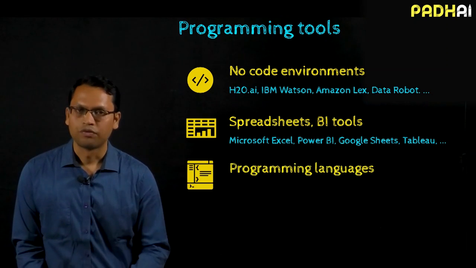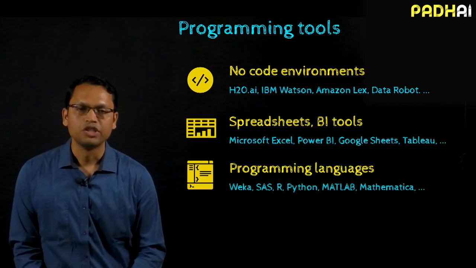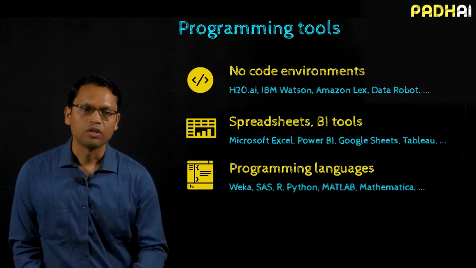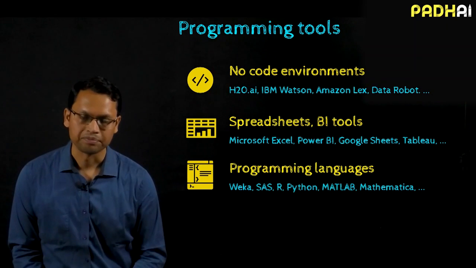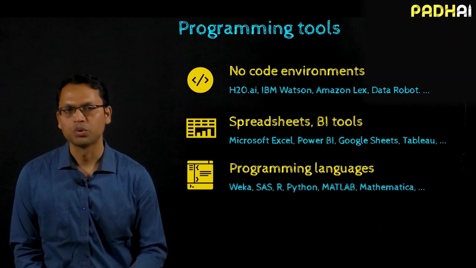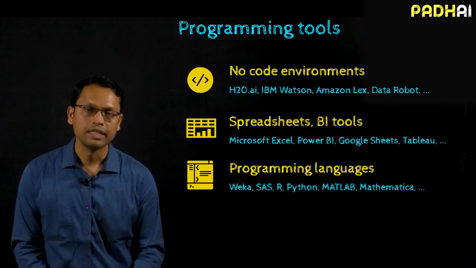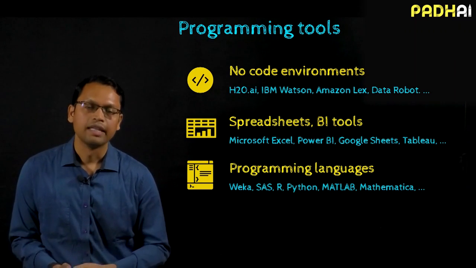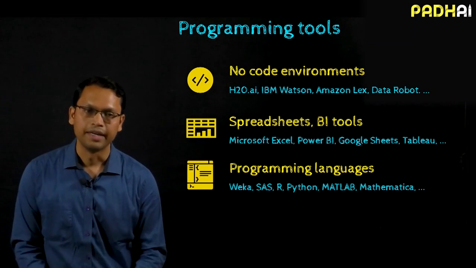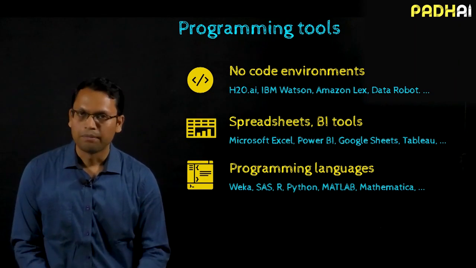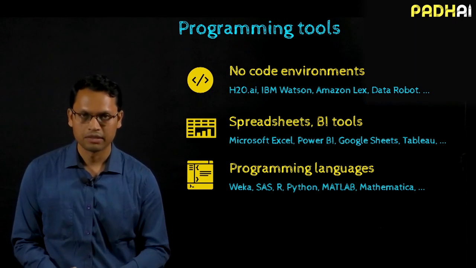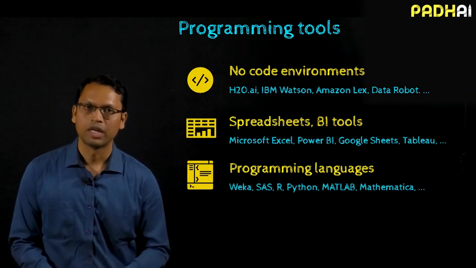The third class is, of course, using programming languages, and there are many choices here, starting from Weka, SAS, R, Python, MATLAB, Mathematica, and so on. Now, these are different tools that have come at different times. Weka was one of the first ones to come. It in fact came from a university as a tool to do data science. Then we had SAS as an industry product for doing data science on enterprise grade data. Then we had R, which is still very popular as a way to do data science. It provided an interface for data science in particular with lots of visualizations.